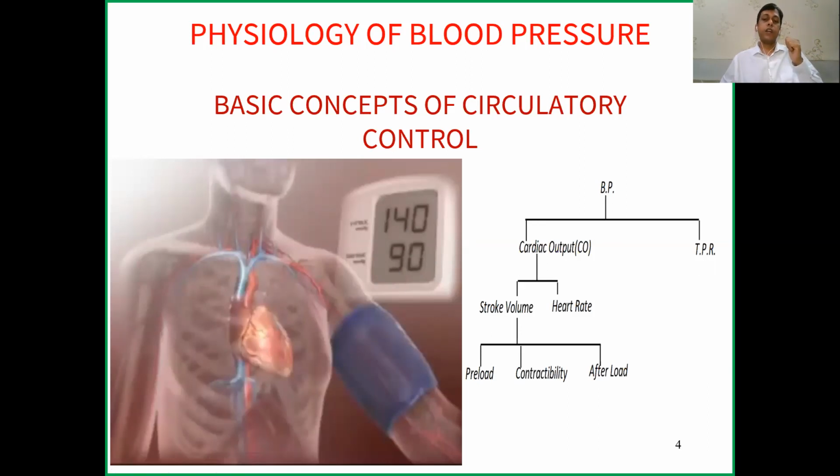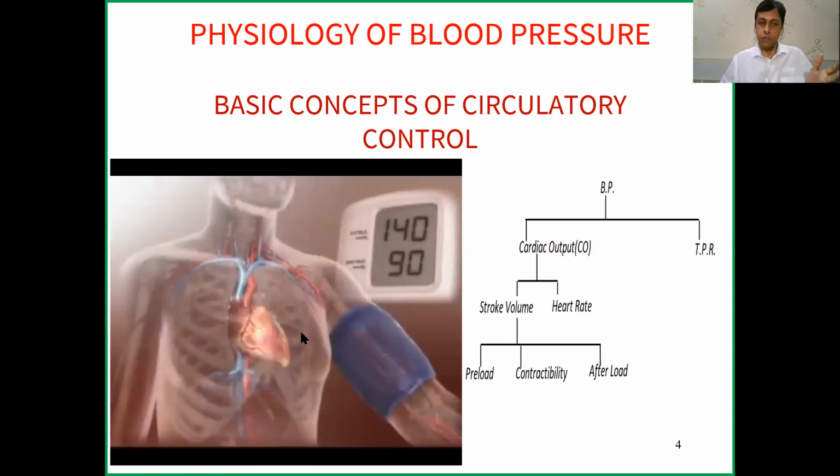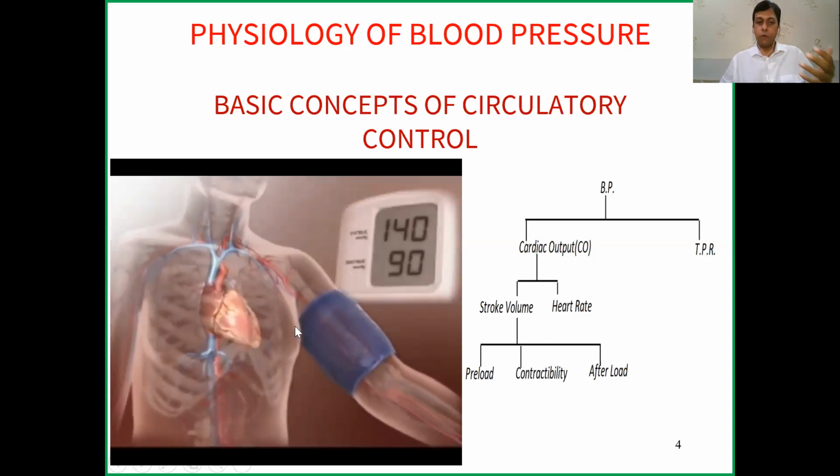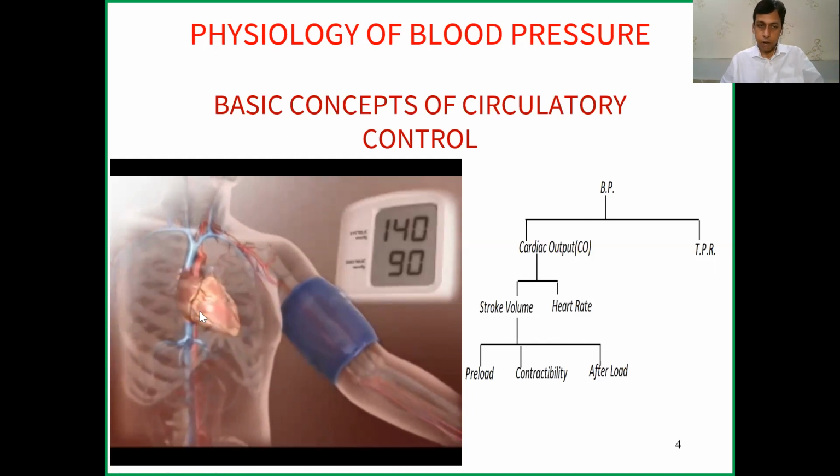Then we have to understand what factors are going to affect the cardiac output. When blood is ejected from the heart, the amount of blood, that is the blood volume, ejected from the left ventricle to the aorta determines the cardiac output. Cardiac output depends on the stroke volume and the heart rate. Then what is stroke volume? Stroke volume is the amount of blood which is pumped from the left ventricle to the aorta. That volume of blood is important.